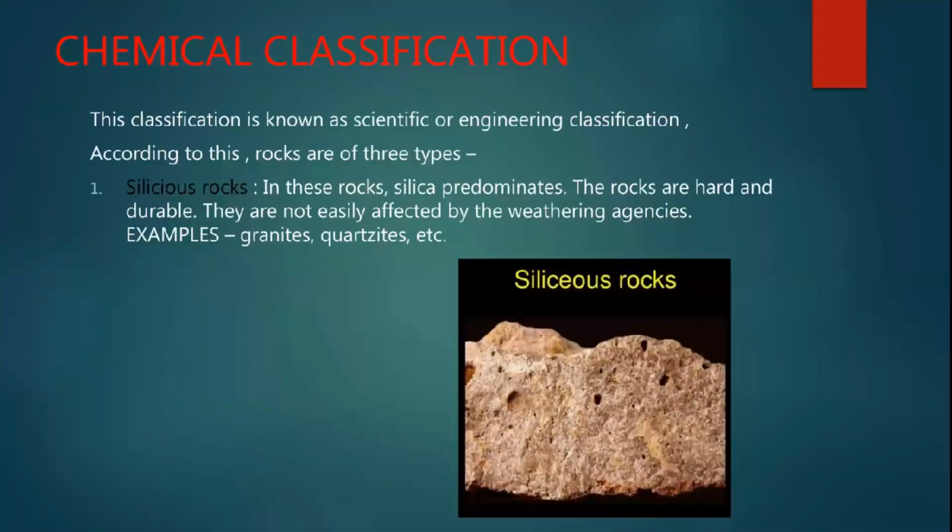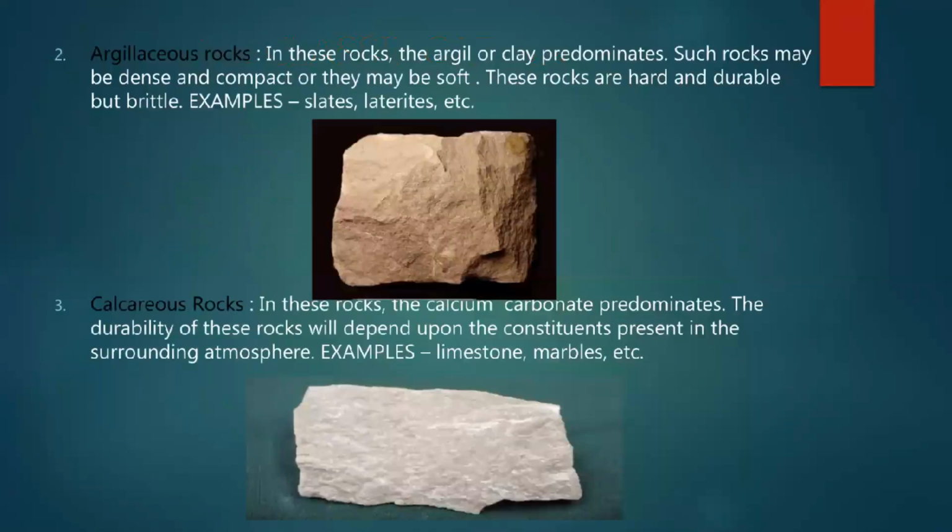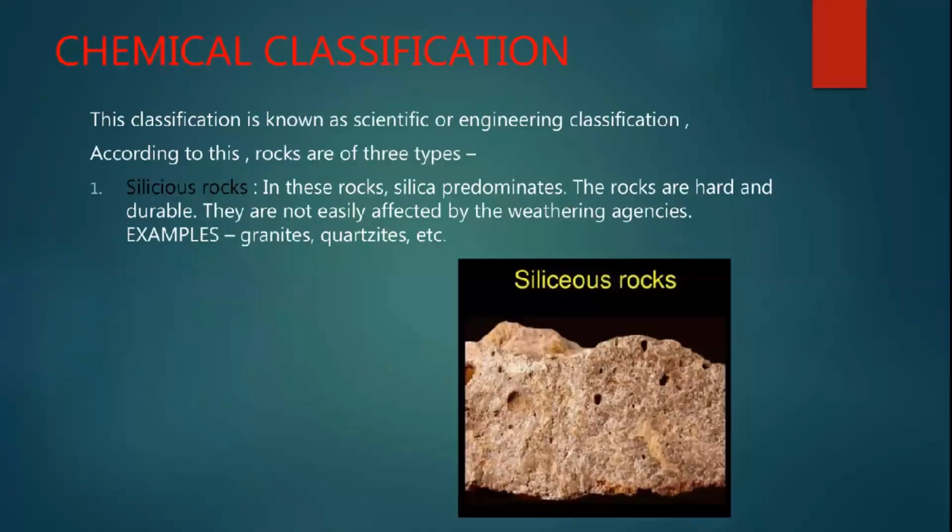The third classification is chemical classification. According to the chemical components present, it is classified into three types: siliceous rocks, argillaceous rocks, and calcareous rocks. First, siliceous rocks. In these, silica is predominant, as in sand, where the silica content is predominant. These rocks are hard and durable, and they are not easily affected by weathering agencies. Examples are granites and quartzites.